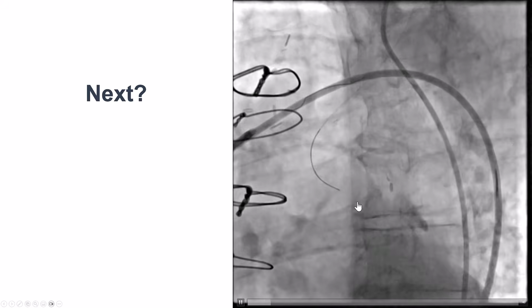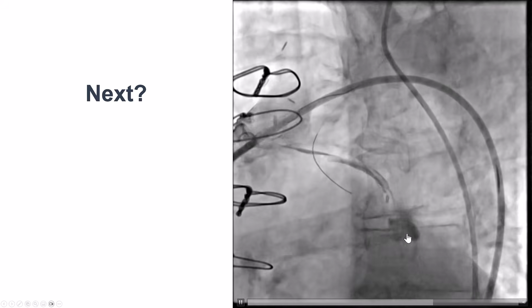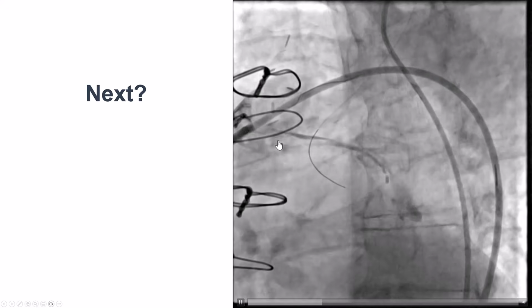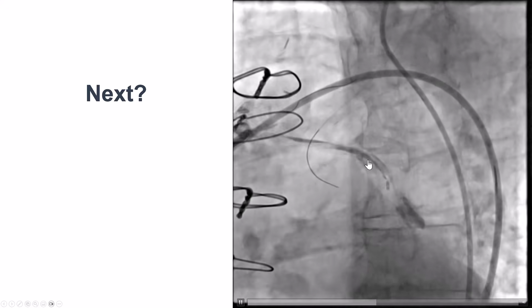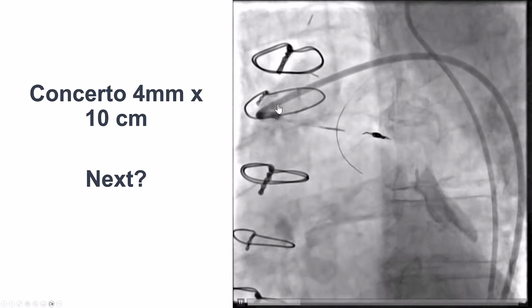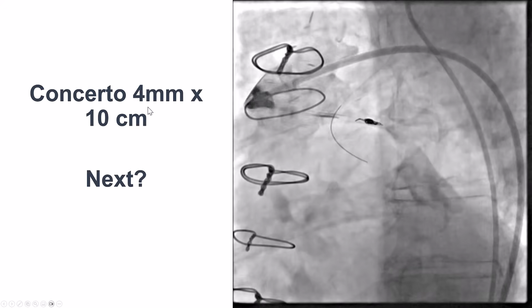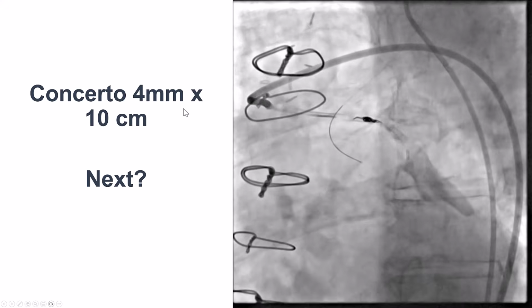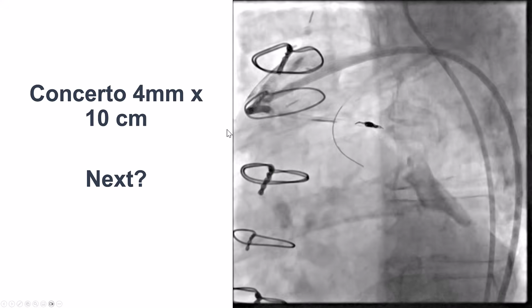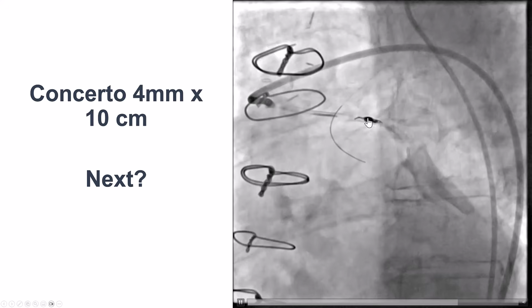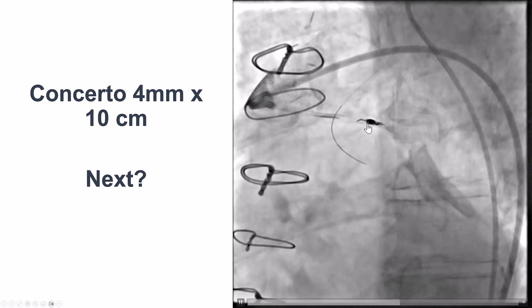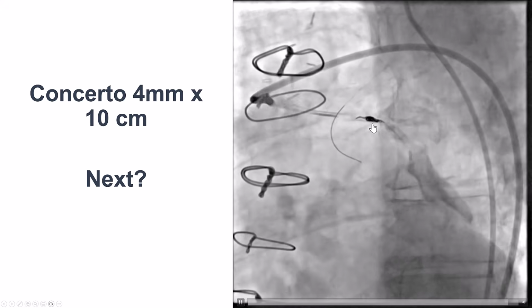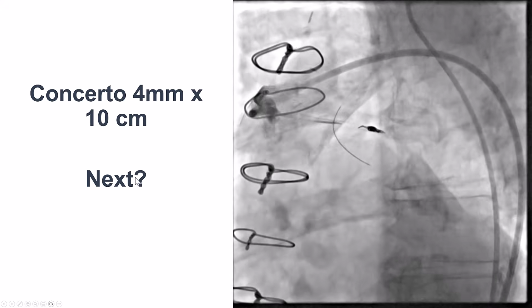What do we do now? This is probably going into a mediastinal space, looks like a contained space, but this is definitely not something we want to leave unfinished. So this is a large vessel perforation from the wire. We decided to coil it, so we placed a Concerto 4 by 10 millimeter by 10 centimeter coil that allows still some flow to go through, and sometimes it does take a little time for the coils to thrombose.